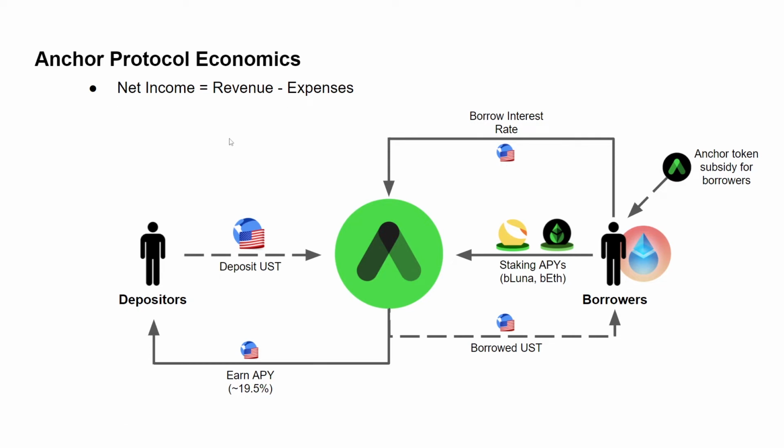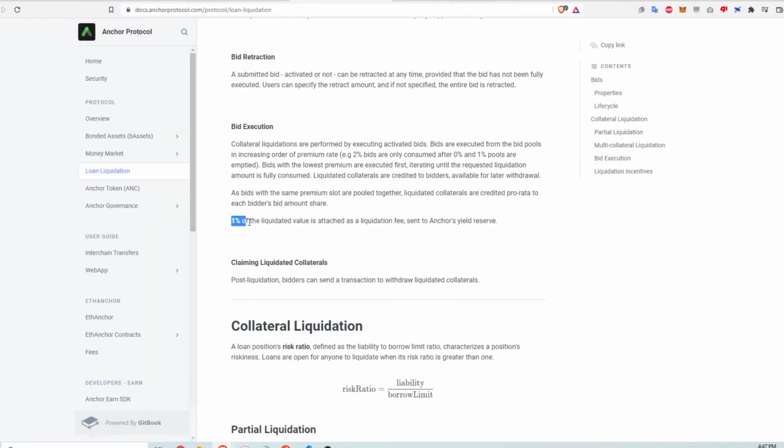However, there is one other small revenue source that I'd like to mention, and that is this 1% of liquidated value. So basically when borrowers default on their loan because their collateral value has dropped too much, they get liquidated. And part of that liquidation, a 1% fee gets charged, and that gets sent to the Anchor's yield reserve. So this is another source of potential revenue for the protocol, but it's a little bit difficult to estimate, so I left it out, and it's also probably relatively small.